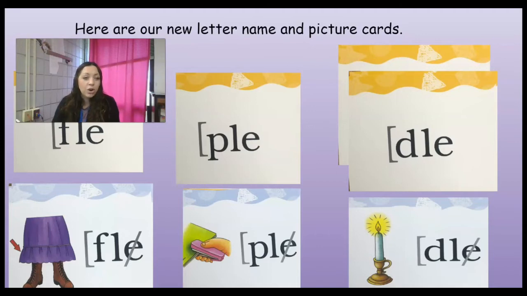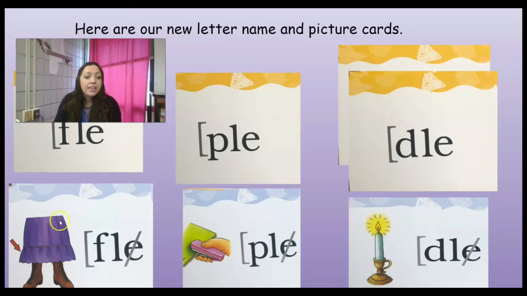So we're going to go over what you're going to say. When you see this card, you're going to say final syllable F-L-E. Let's try that. Ready? Final syllable F-L-E. How about this one? Final syllable P-L-E. And then we have final syllable D-L-E.